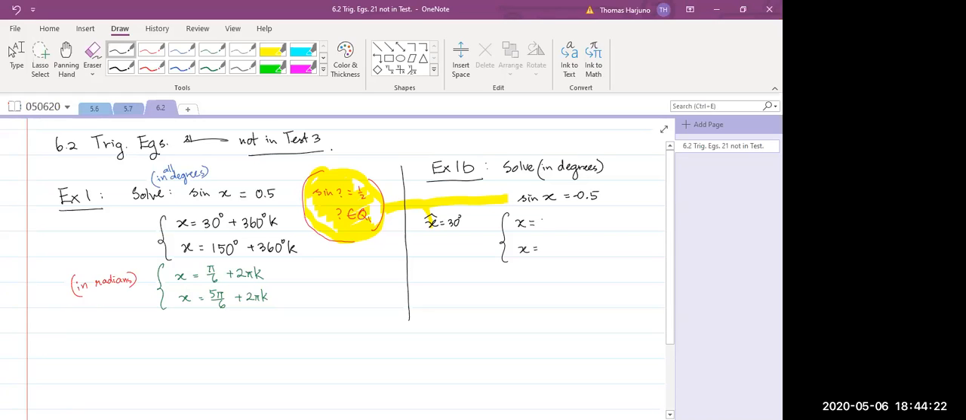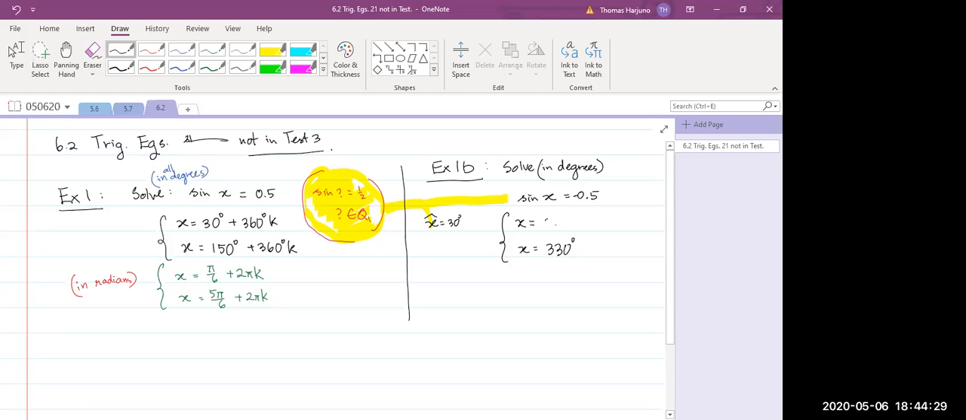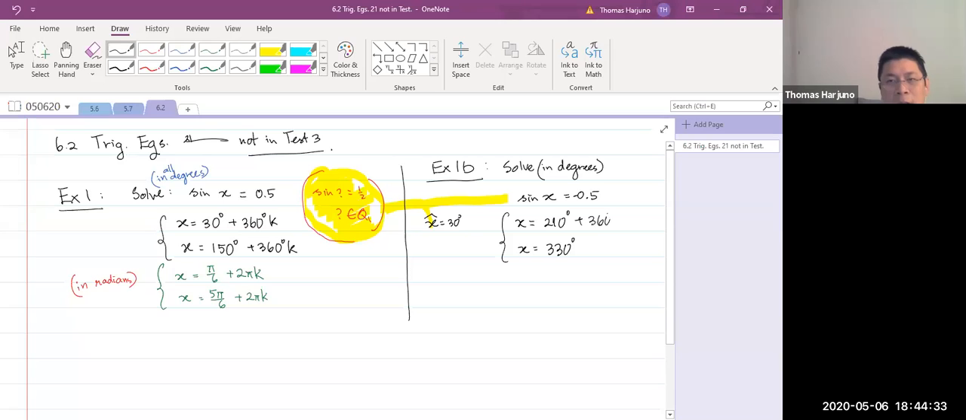Is it 330 degrees? That's in quadrant 4. 210 degrees? 210 degrees is in quadrant 3. And then plus 360 degrees k, plus 360 degrees k. So we get the reference angle first as a stepping stone before you go back to which quadrant it's supposed to be, using the same reference angle.